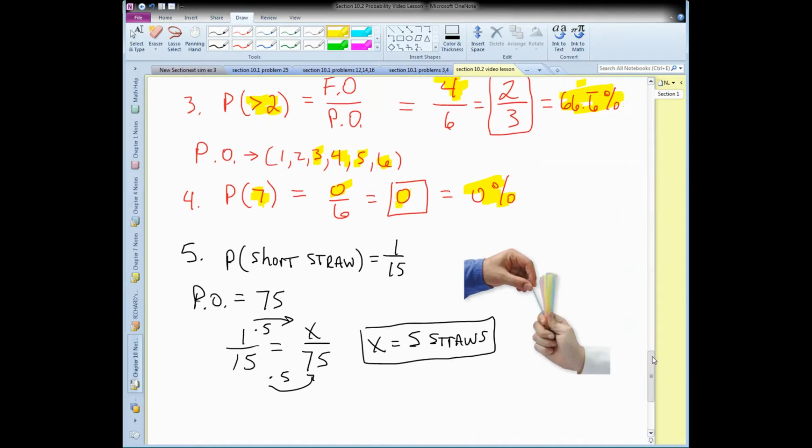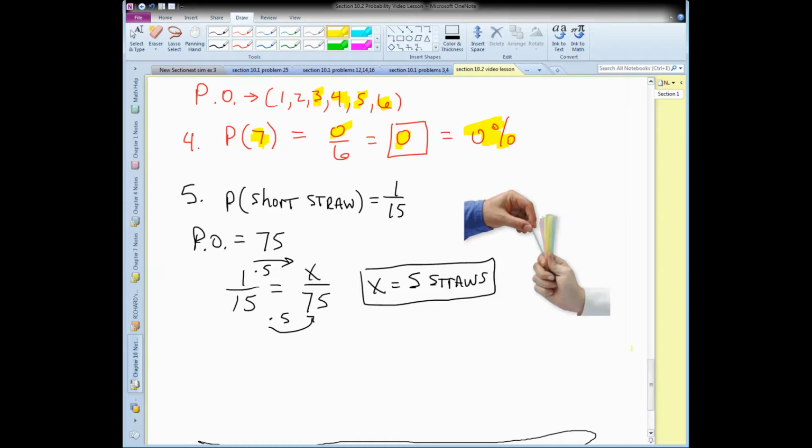And then for the last one, the probability of drawing a short straw, remember the number of possible outcomes is the number of straws that you have. And so I set up a proportion. I know what the probability is, and this is my FO over my PO. All right, and again, in my mind, I know 15 times 5 is 75, so I multiply the numerator by 5, and I get my answer that there are 5 straws.